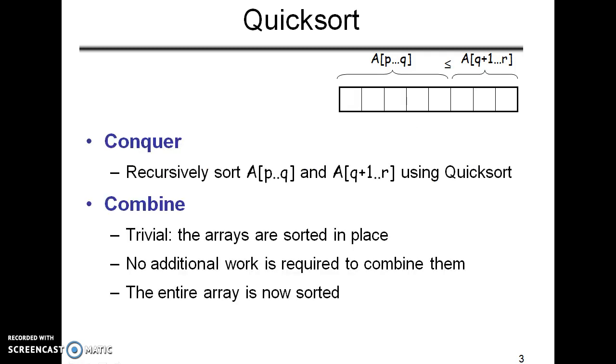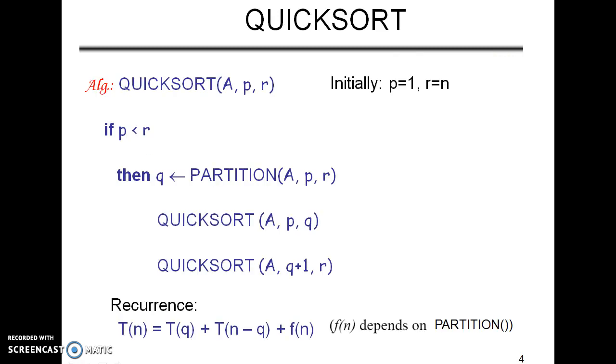In the conquer phase, we recursively sort A[P..Q] and A[Q+1..R] using quicksort. The combine step is trivial: the arrays are sorted in place, so no additional work is required to combine them, and the entire array is now sorted. So the combine step is not the same as in merge sort. Here it is already sorted. Now this is the algorithm for quicksort.